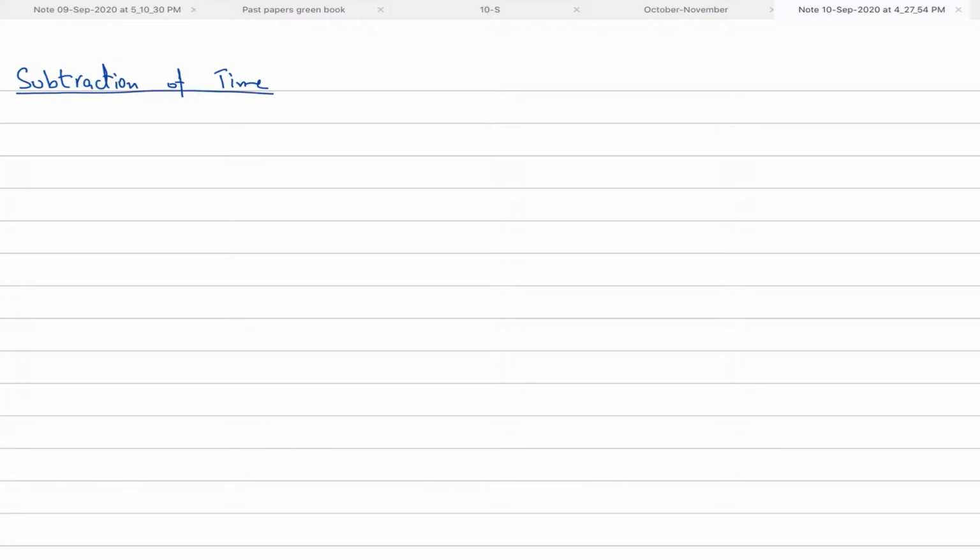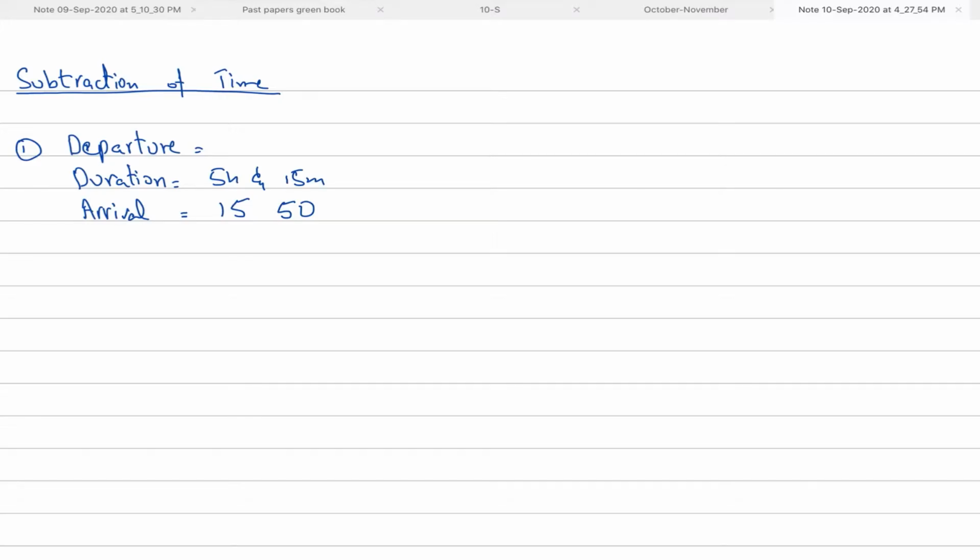So when you're subtracting time, let's start off with a very simple example. Let's say you are not given the departure time. Instead, you're given the duration, which is, let's say, 5 hours and 15 minutes. And you're given that the arrival time is, let's say, 15 hours and 50 minutes. And your job is to figure out the departure time.